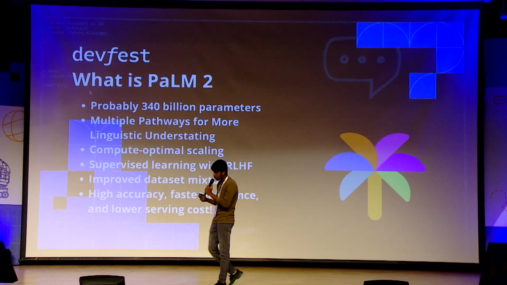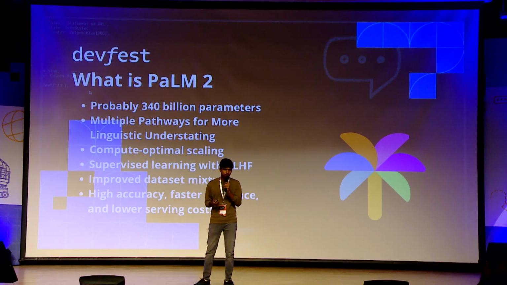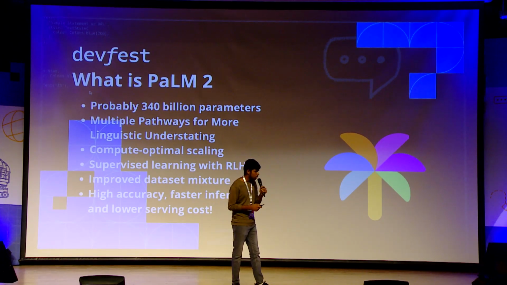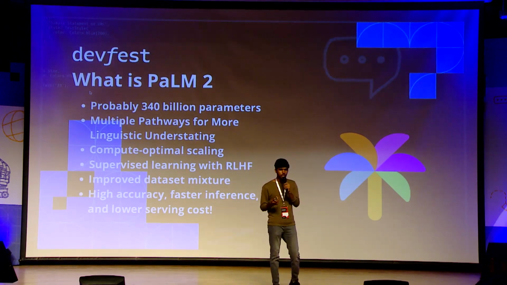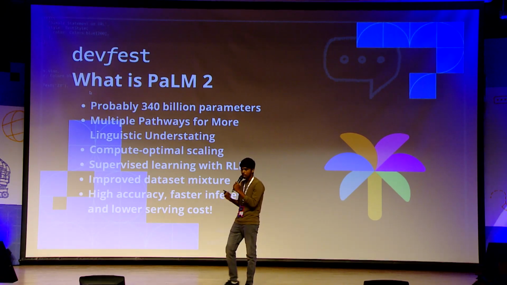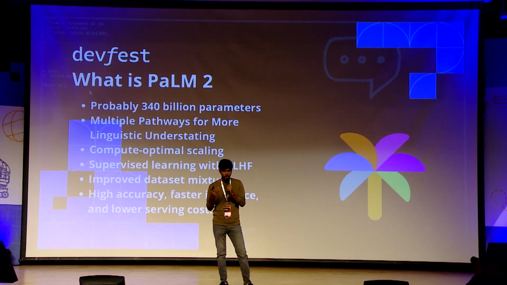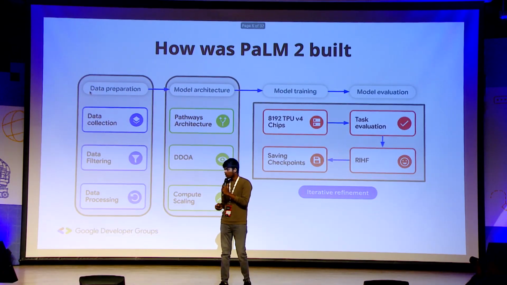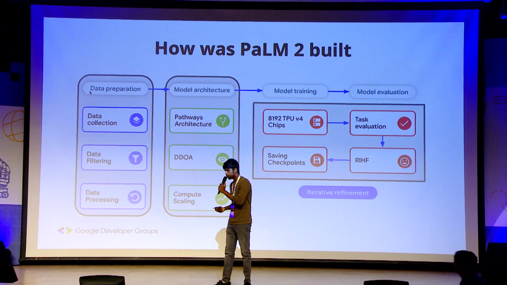It provides high accuracy, faster than before inference, much more reduced cost, and it uses certain technologies such as pathways, compute optimal scaling, and improved data sets to provide such amazing benefits. So this is basically how Palm 2 was built.